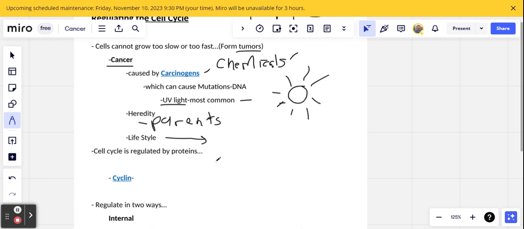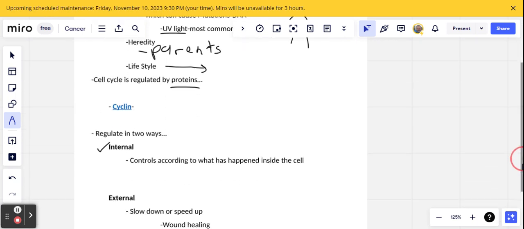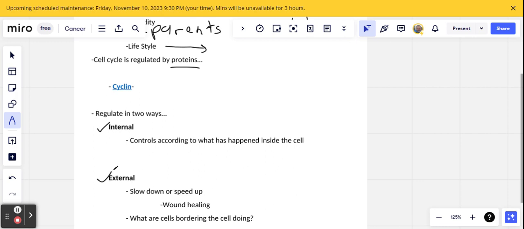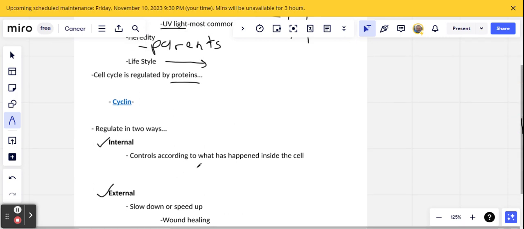And these all tie into the idea that the cell cycle is regulated by proteins. So we have those macromolecules: carbohydrates, lipids, proteins, and nucleic acids. Well, one of the proteins is cyclin, and that's a protein that slows down or speeds up the cell cycle. And it can be inside the cell, internal, or it can be seeing what's going on outside the cell, external.